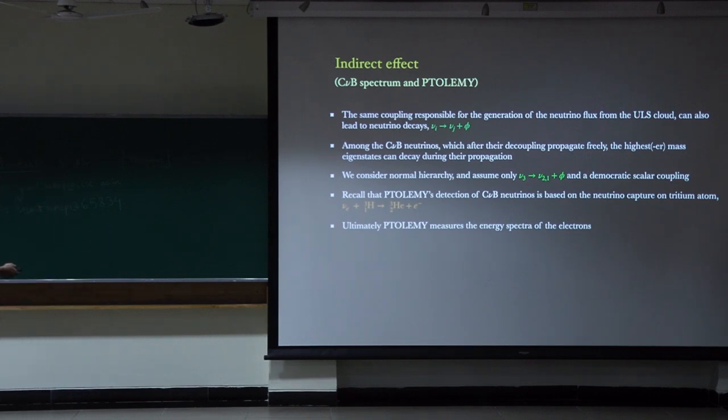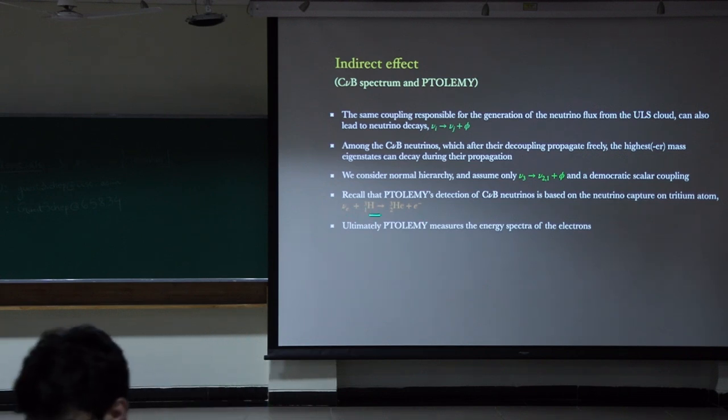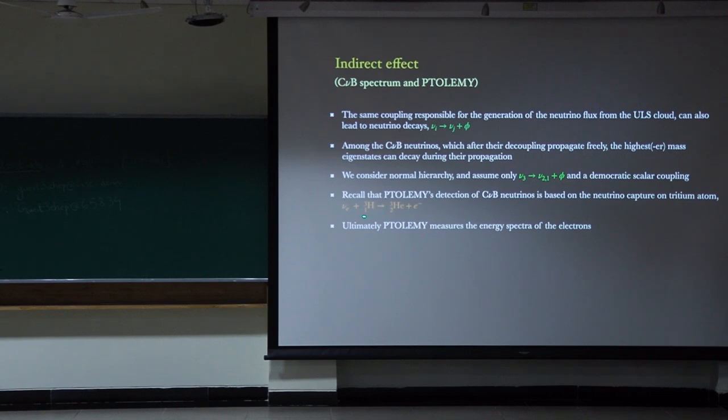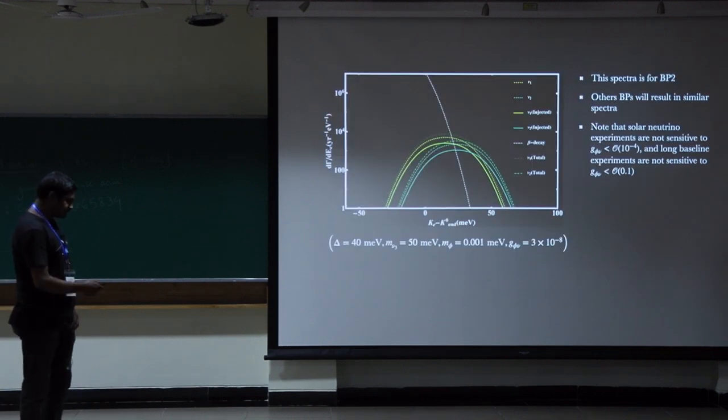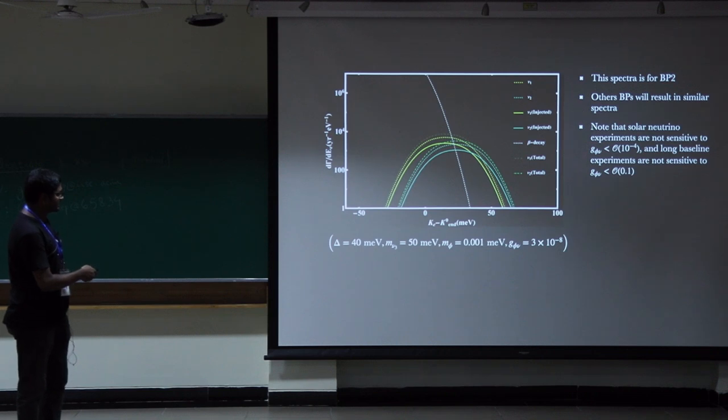And PTOLEMY is the only experiment that is trying to detect this C nu B by means of neutrino capture on tritium. Ultimately this PTOLEMY experiment is trying to measure this electron spectrum, and from there it is trying to measure the C nu B. So if we do that, we are going to get an electron spectrum like this.